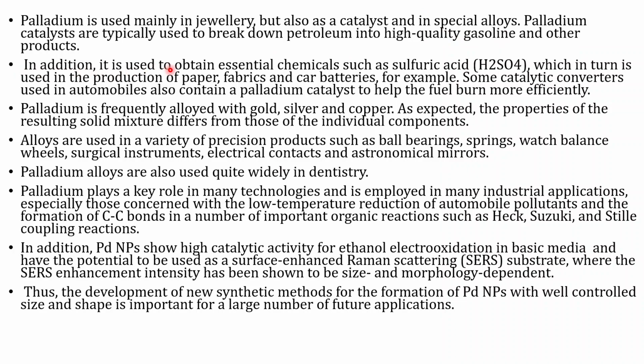In addition, it is used to obtain essential chemicals such as sulfuric acid, which is termed the king of chemicals, which in turn is used in the production of paper, fabrics, and car batteries, for example. Some catalytic converters used in automobiles also use palladium catalyst to help the fuel burn more efficiently. Palladium is frequently alloyed with gold, silver, and copper. As expected, the properties of the resulting mixture differ from those of the individual components.